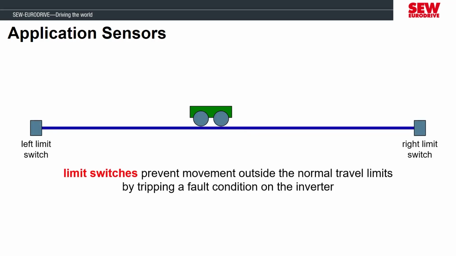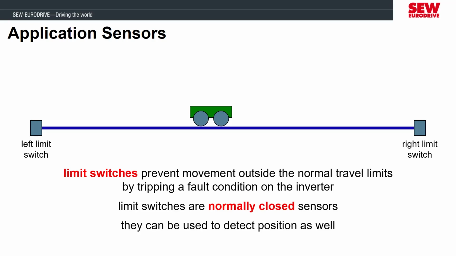A lot of applications use limit switches. These mark the ends of the permitted travel range for the application. If the equipment contacts either sensor, it should be configured to stop it immediately to prevent it from crashing. The sensors are typically normally closed, so the circuit won't open until something is contacting the switch.